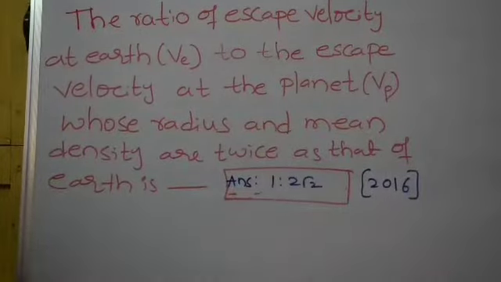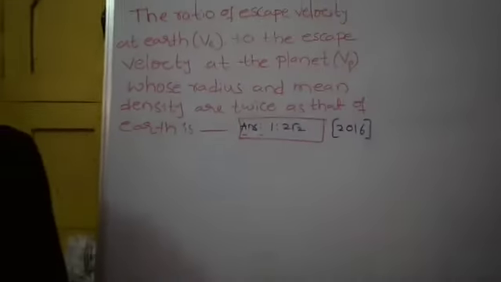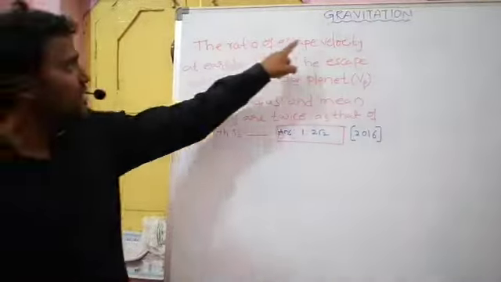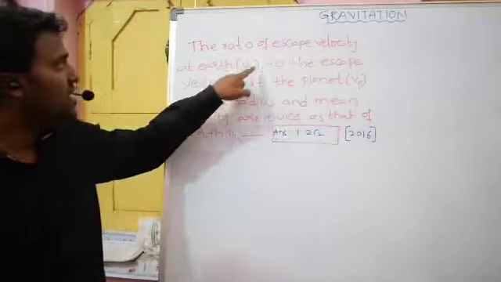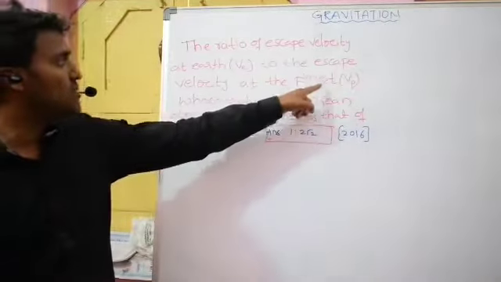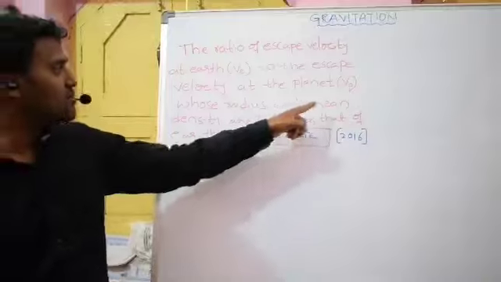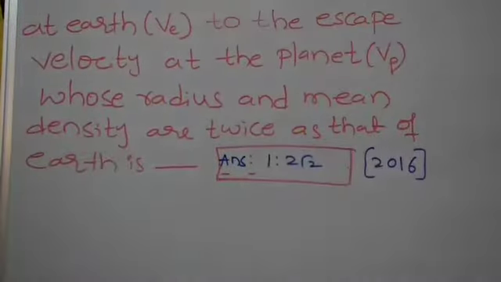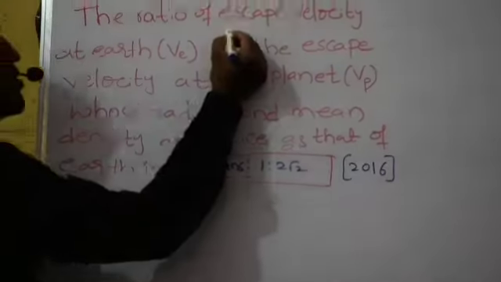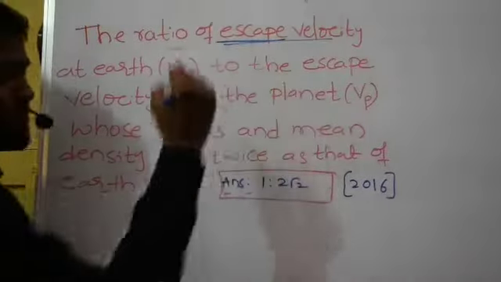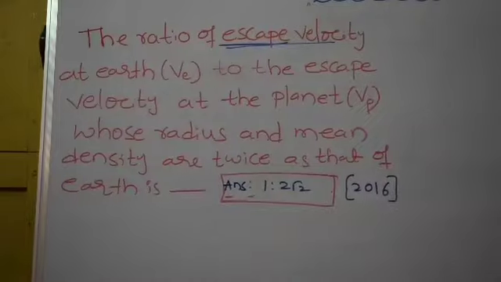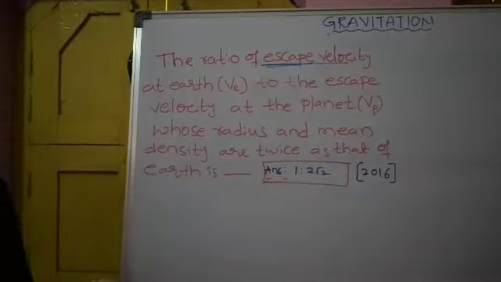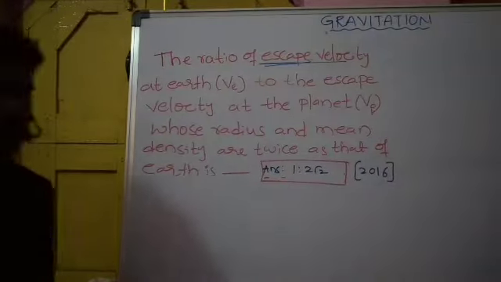Okay. Now we can discuss the 2016 problem. The ratio of escape velocity at Earth to the escape velocity at a planet whose radius and mean density are twice that of Earth is. If you see this problem, we have to discuss the escape velocity. We need to derive the escape velocity equation, then I will solve this problem. I will explain how we can solve this problem very easily.